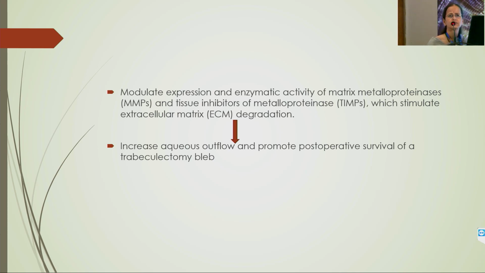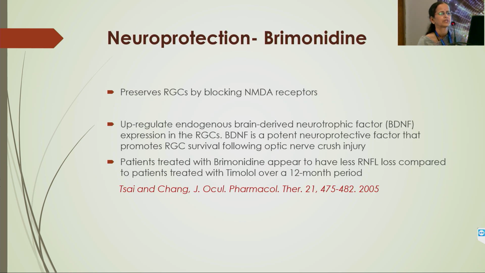Brimonidine also increases the outflow. It's mainly by its action on matrix metalloproteinases and tissue inhibitors of the metalloproteinases. Stimulation of these will cause degradation of the extracellular matrix, thereby increasing the outflow of the aqueous.